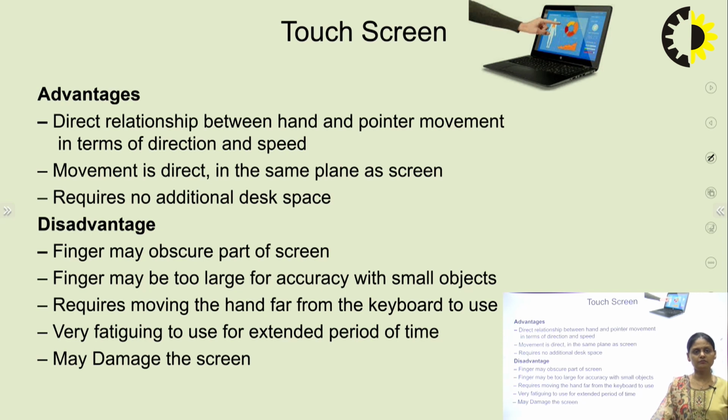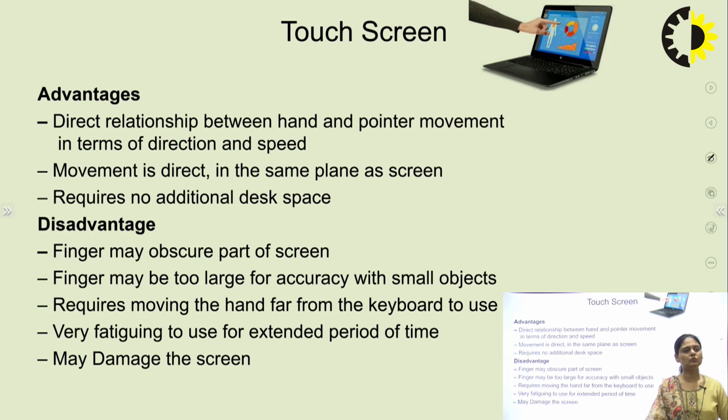One of the disadvantages is that the finger may obscure part of the screen as you are touching your finger on the interaction device. If your finger is broad enough, then instead of touching the small object that you want, you may touch another object adjacent to it. It happens many times. So this is one of the disadvantages.